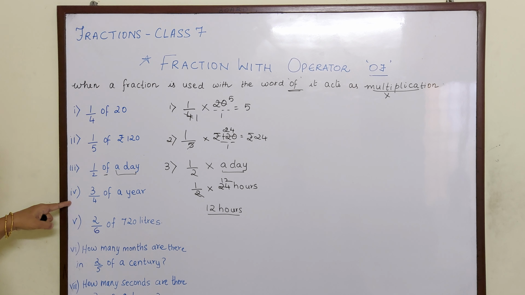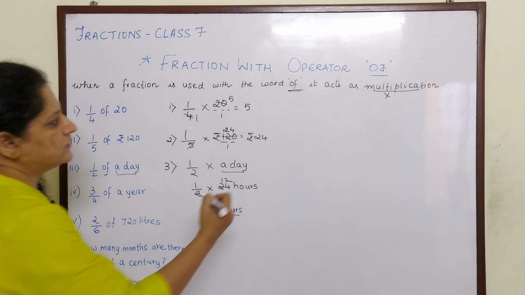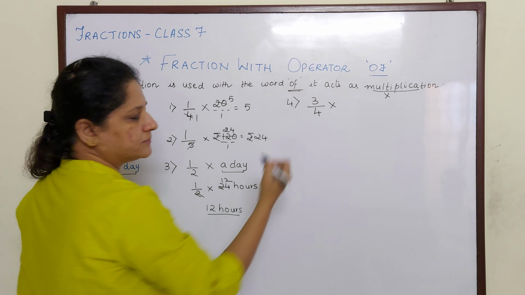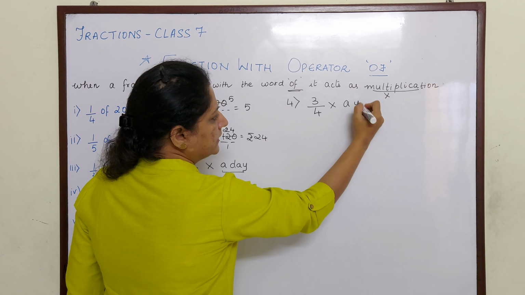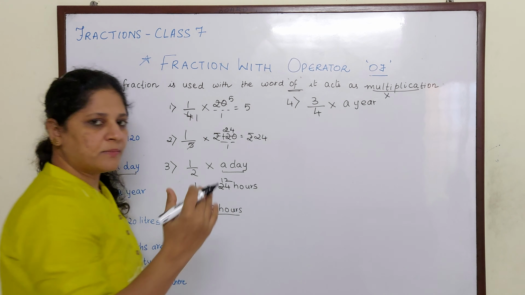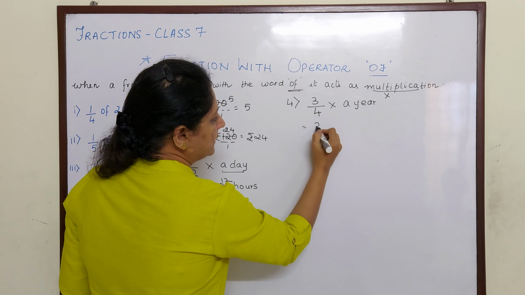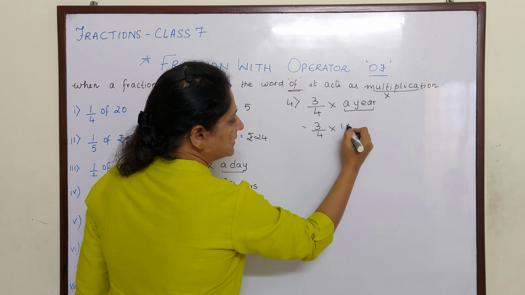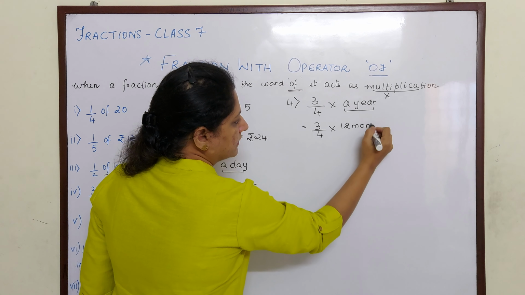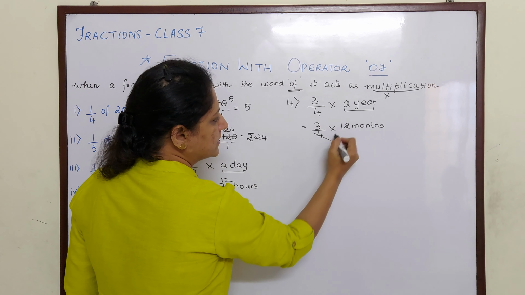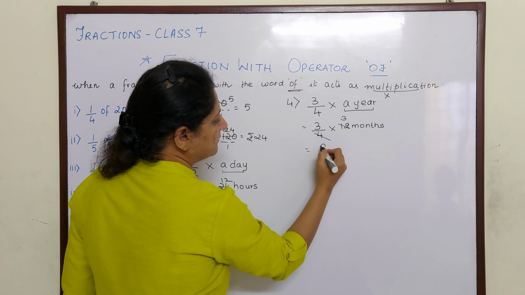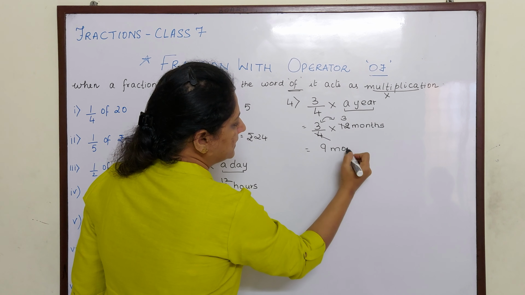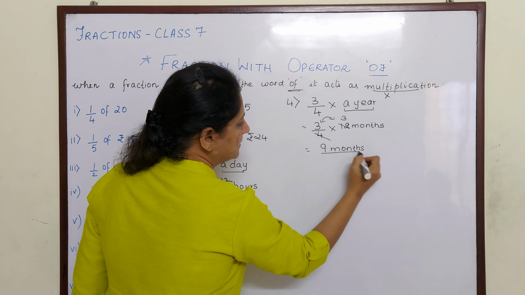Let us go to the next sum. 3/4 of a year. Now in the same way children, here they have told 3/4 of a year. So we know that what is a year? A year has 12 months. Jan, Feb, March till December. So we will write 3/4. Instead of a year, I will replace this with 12 months. So 4 ones are 4, 4 threes are 12 and 3 threes are 9. Multiplying the numerators, I will get the answer 9 months.